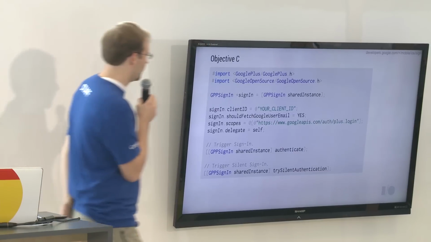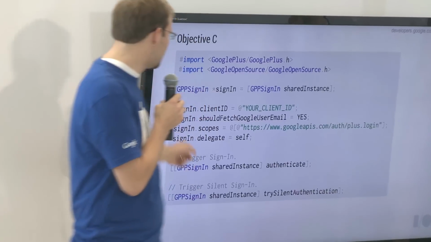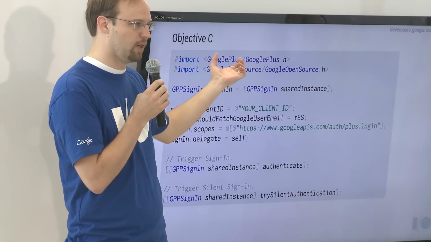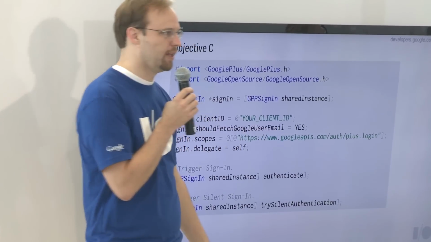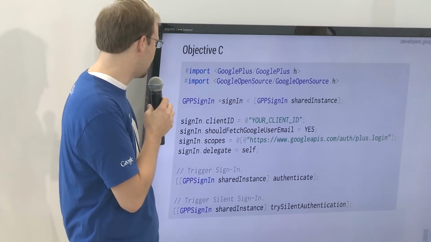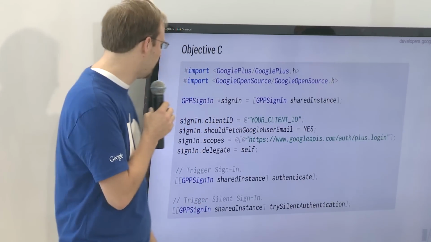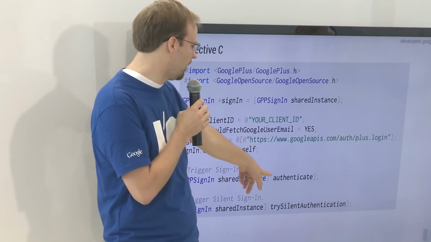So here's an example of the code to do that. We use the GPPSignIn shared instance. You set some attributes on it. We set the client ID, which we got from the Google Developers Console earlier. We set that we want to also get the Google email address back as part of the request. And we also set the scopes. Here again, we're using the plus.login scope. And then we set the delegate to self, and then we trigger the actual authenticate method.